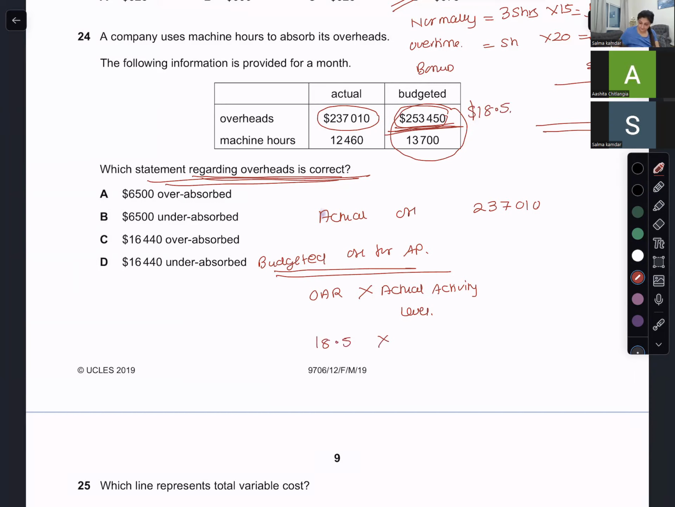18.5 into actual activity, 12460. 230,510. So it's under absorbed.